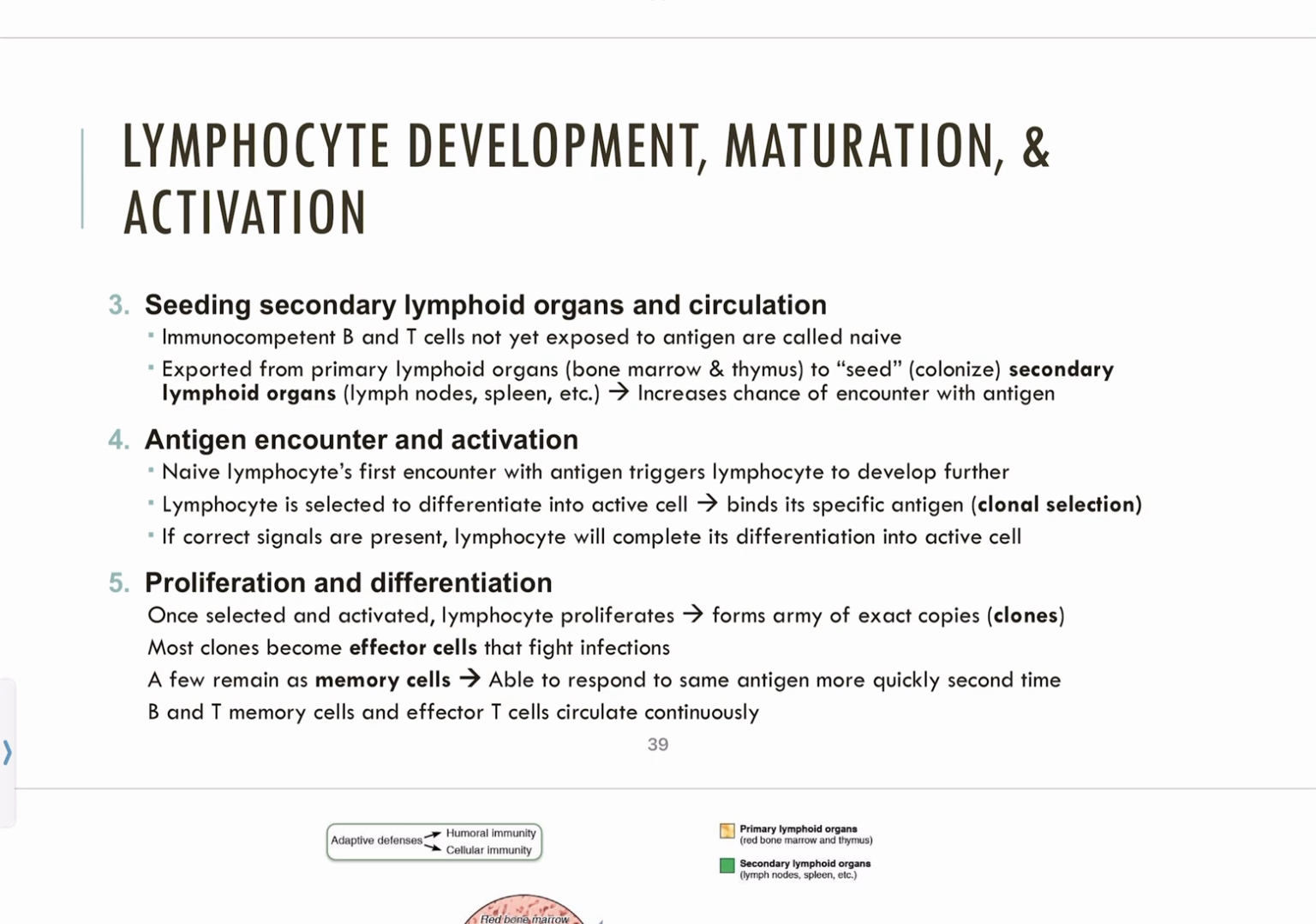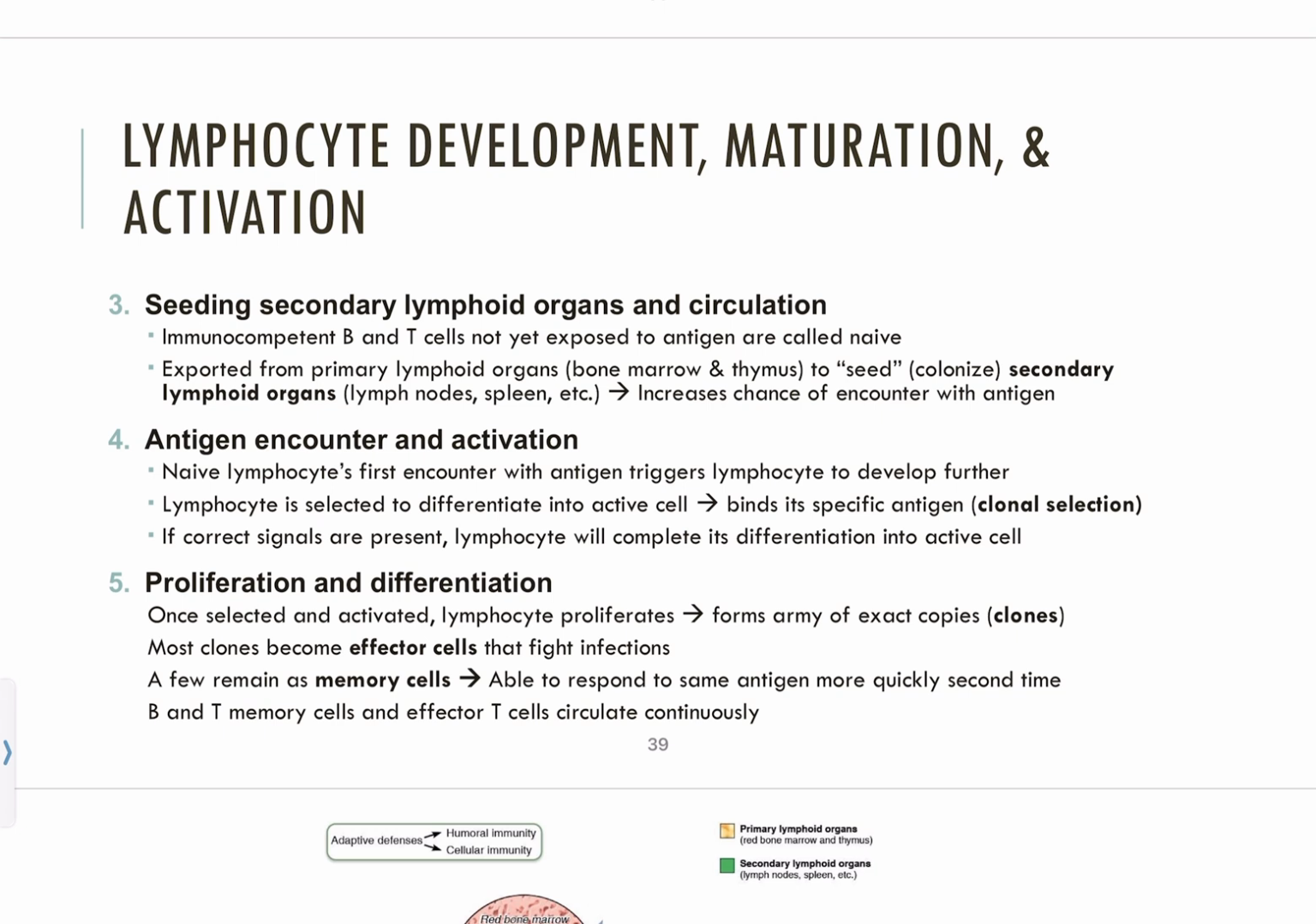Once the lymphocytes have their first encounter, it's going to trigger the lymphocyte to develop further and differentiate into an active cell. Once it starts to proliferate, it's going to undergo what we refer to as clonal selection, where we produce huge amounts of these same cells that are capable of recognizing this specific antigen. Most of the cells produced from the proliferation are effector cells, which are capable of going in and actually fighting the infection.